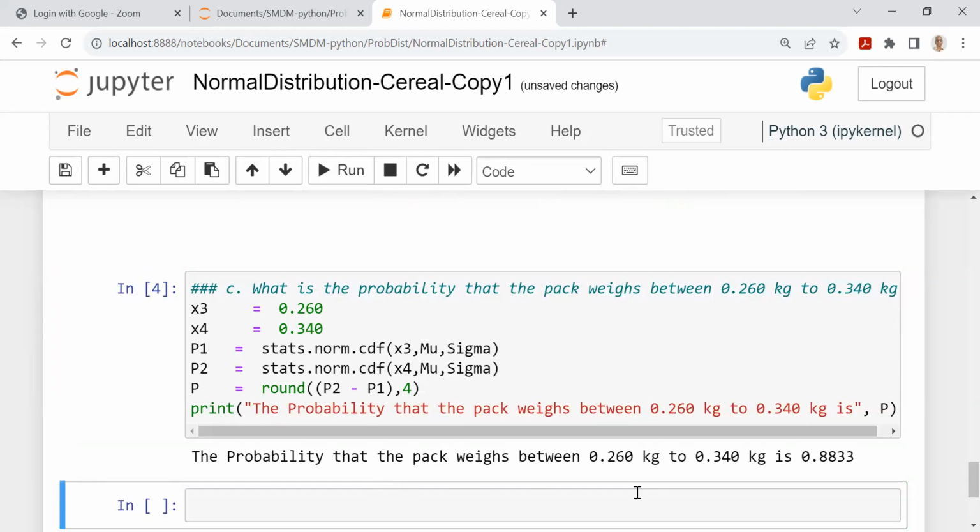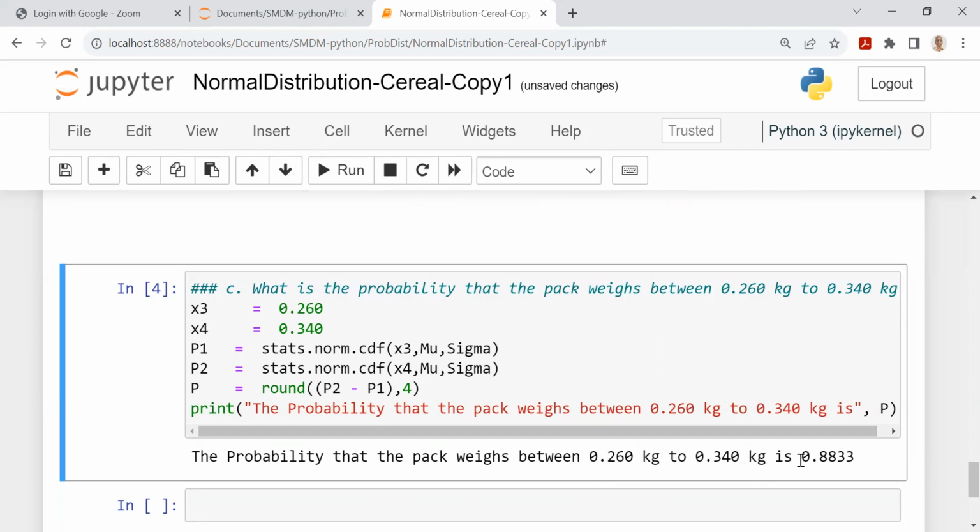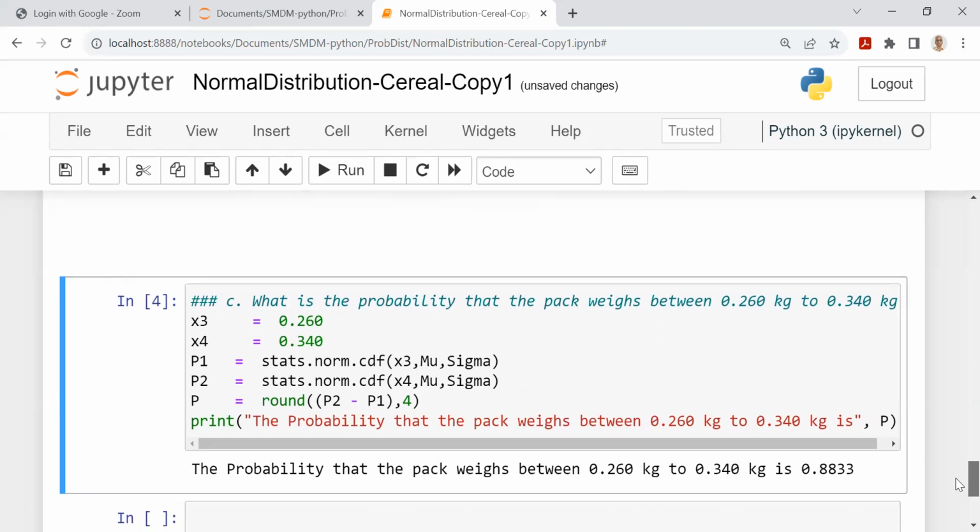The probability that the pack weighs in this range of 0.26 to 0.34 kg is 0.8833, or the probability is 88.33% for a randomly chosen pack weighing between 0.260 kg and 0.34 kg. So beautifully done in Python.